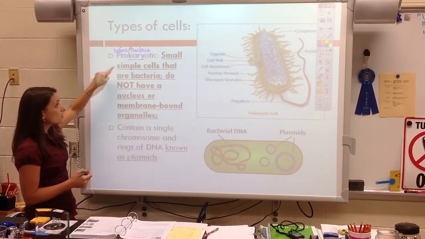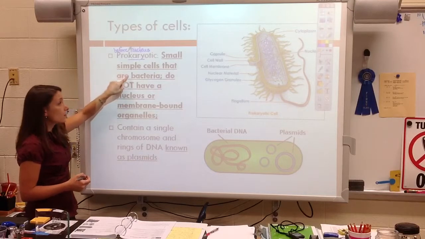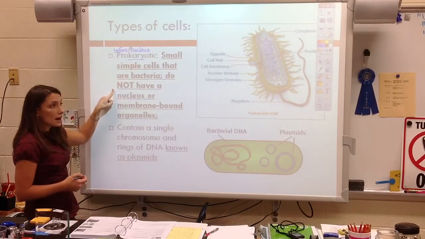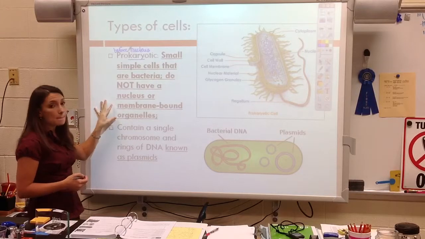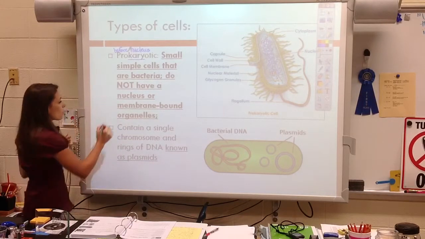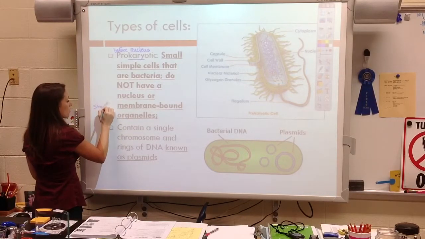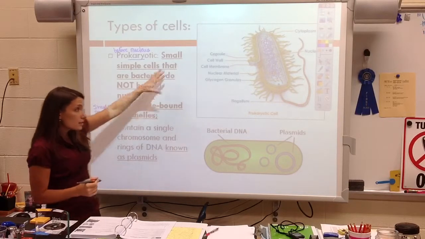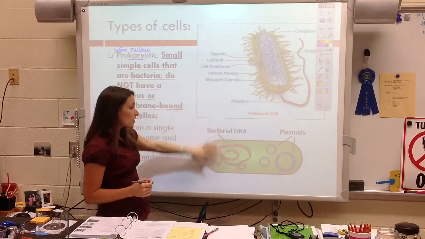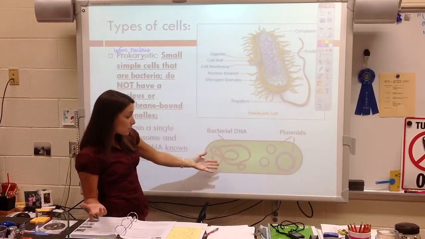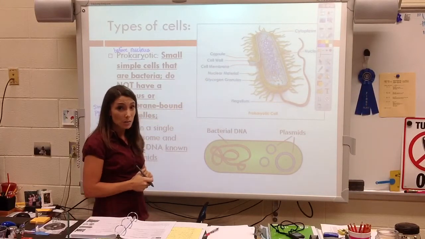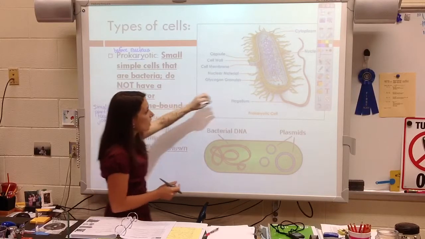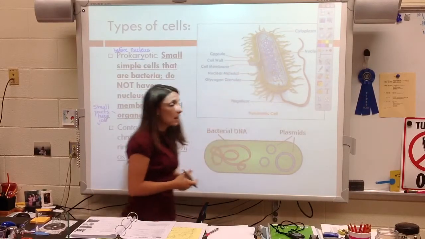These are small, simple cells. We call them bacteria. They do not have a nucleus or any membrane-bound organelles. Organelles are small parts that have a job. So prokaryotic cells are examples like bacteria. When we look at the pictures, sometimes they look simple, sometimes they don't. This one looks pretty complex, but they don't have any really complex parts on the inside.